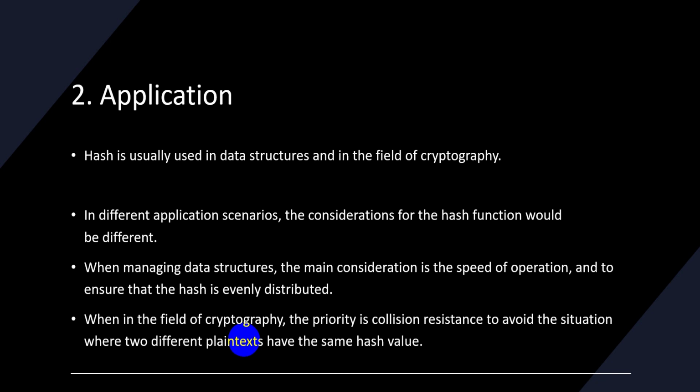So data structures are like different types of data. So if we're just wanting to keep the data, then it is to have a good speed. But if we're wanting to put it in cryptography to ensure that it is right and correct, then the priority is to make sure that different messages don't have the same hash value.